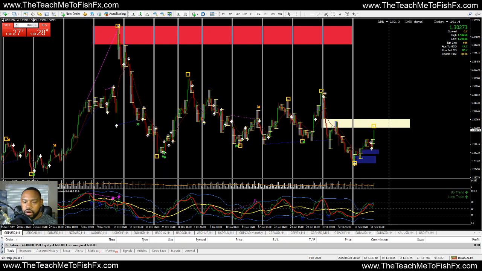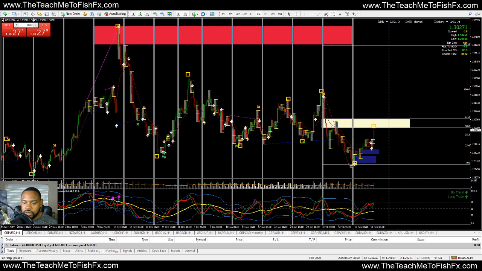Throwing in our Fibonacci tool again on the 4-hour, I told you guys that our take profits were based off of the golden area of the 4-hour Fibonacci that we did, and so we see it here.